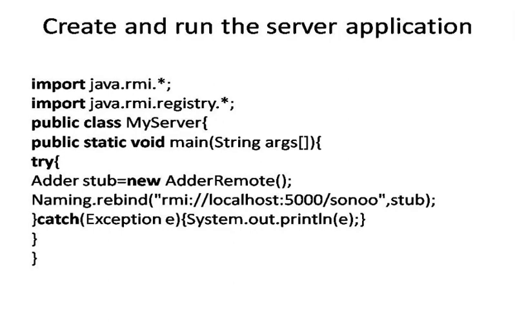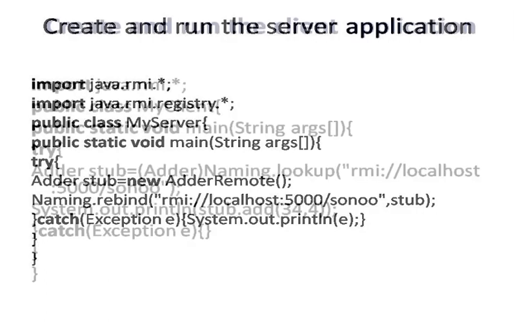Actually this is stored in the registry. Once it is registered, rebind is going to bind the object in the registry so that anyone can come and access it. This is a very important point: the URL and the name of the object are what you register. You have to write this on the server side.